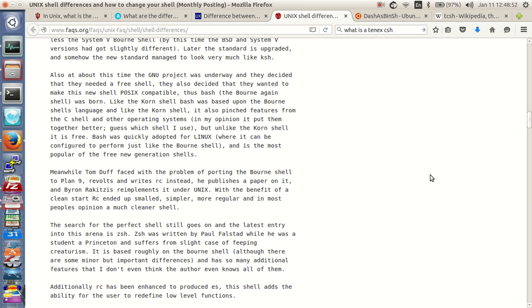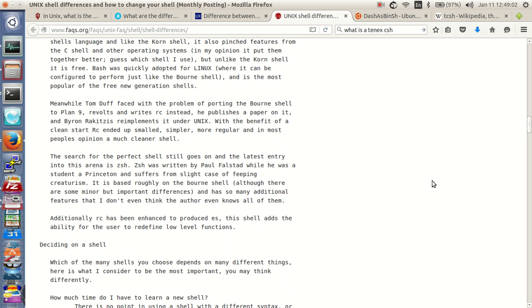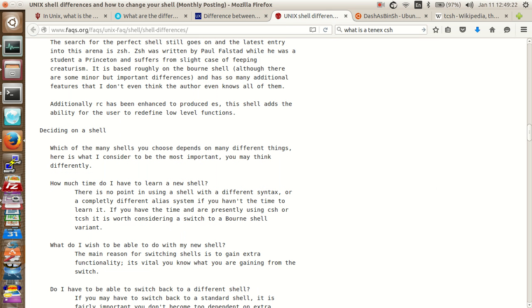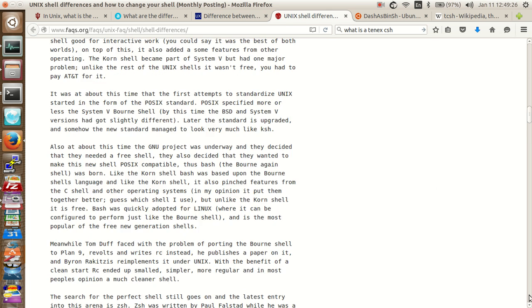Meanwhile, Tom Duff, faced with the problem of porting the Bourne shell to Plan 9 from Bell Labs, revolts and writes rc instead. He publishes a paper on it, and he gets this clean start, rc, which is a different shell. Eventually the search for the perfect shell goes on, and then there's the Z shell. So how do you decide on a shell? How much time do you have to learn a new shell? What do I want to be able to do with the shell? Those are the types of things you're looking for.